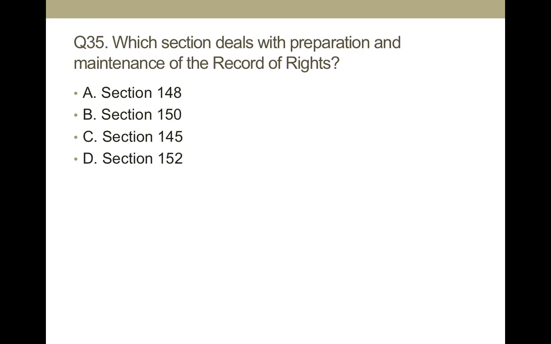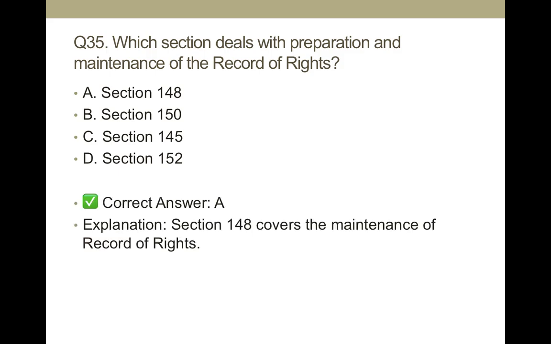Question 35. Which section deals with the preparation and maintenance of the records of rights? Option A, Section 148, option B, Section 150, option C, Section 145, and option D, Section 152. So the correct answer is option A, that is, Section 148 covers the maintenance of the records of rights.